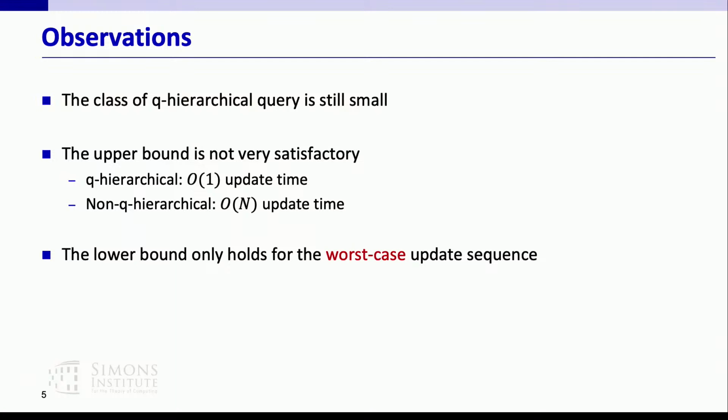The third observation is that the negative result, or the hardness result, we just talked about only holds for the worst case update sequence. The worst case means that you can arbitrarily construct the update sequence. But in real world applications, most update sequences are not so bad. Instead, they display some nice properties or patterns. The question is, can we design a better algorithm by exploiting the information of the update sequence? If we have more information about the update sequence, can we have a better analysis?